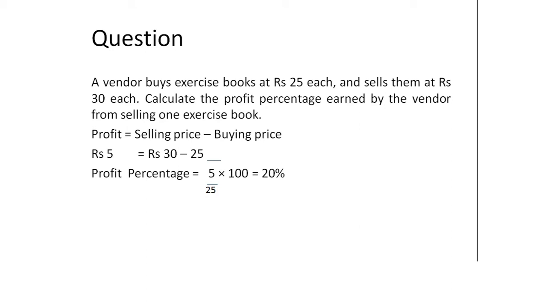Then what should we do? Write the profit as a fraction of the buying price, or 5 over 25. Profit is 5 rupees, buying price is 25, so 5 over 25. After that we want to find the percentage of profit: fraction multiplied by 100%. 5 over 25 multiplied by 100% is 20%.